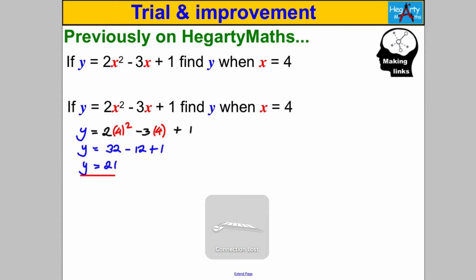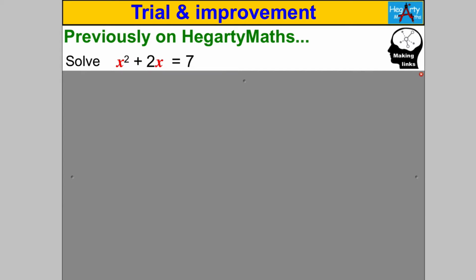So I'm going to start by linking to quadratics. So, firstly, I'd like you to pause the video and double check you could solve x squared add 2x is equal to 7. How would you do that? Now, again, you should be coming to trial and improvement if you're good at things like that.